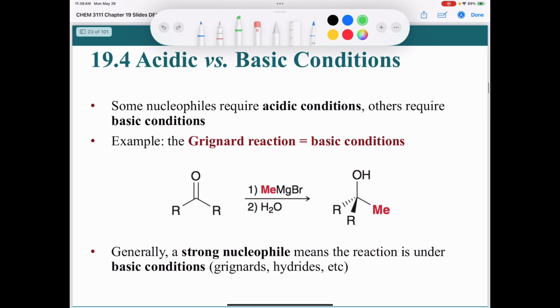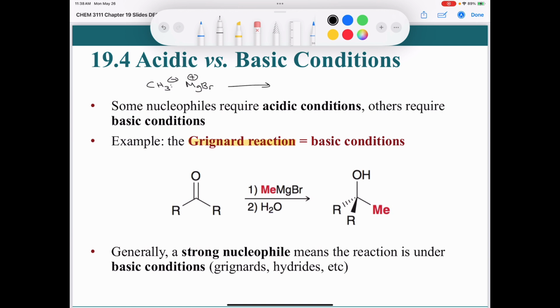Now, it turns out that some nucleophiles require acidic conditions, and we're going to see plenty of them, whereas others require basic conditions. And an example of a nucleophile that requires basic conditions would be a Grignard reagent, right? The Grignard reaction requires basic conditions. You would remember that if you took a Grignard, like let's say you had methyl magnesium bromide, okay? If you had that in aqueous acid, right?